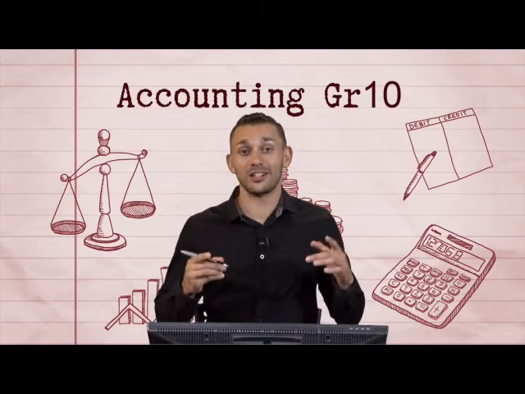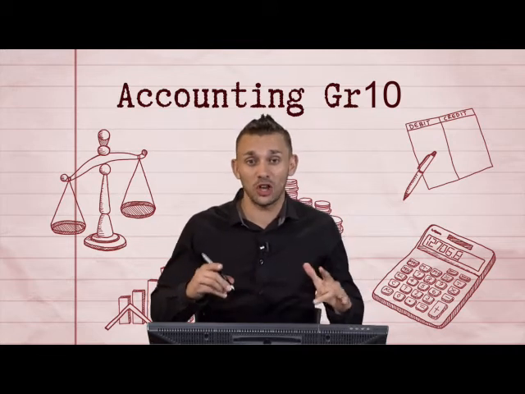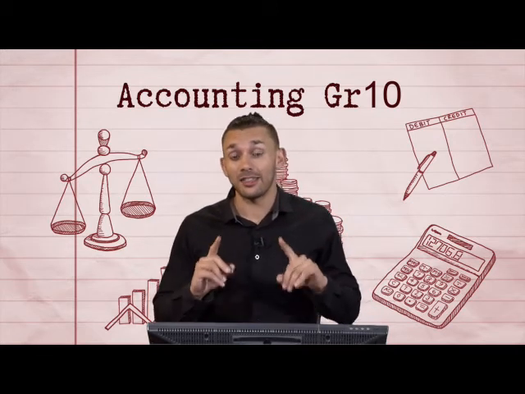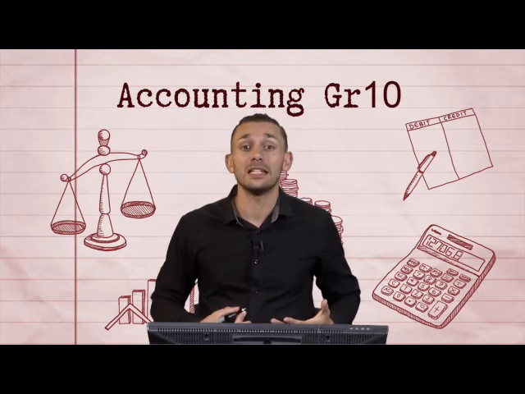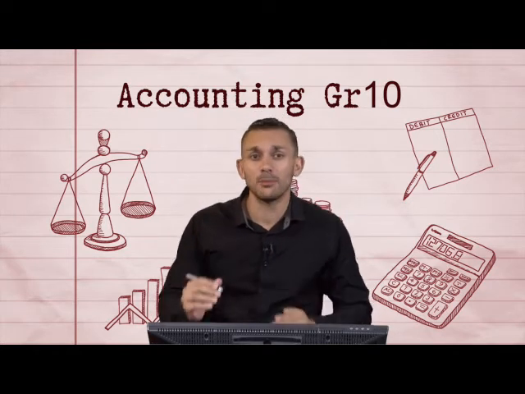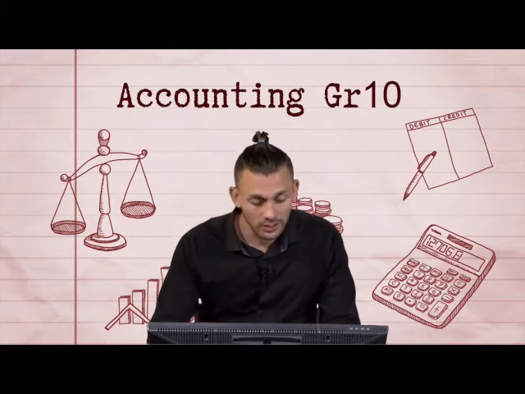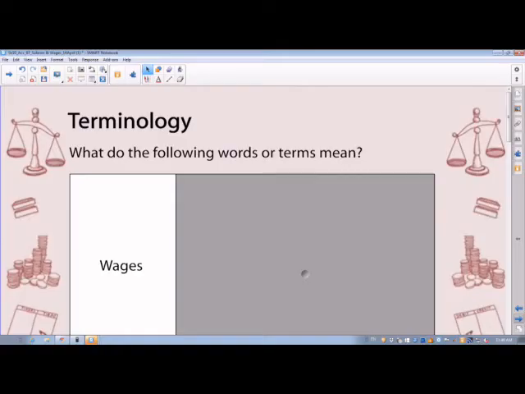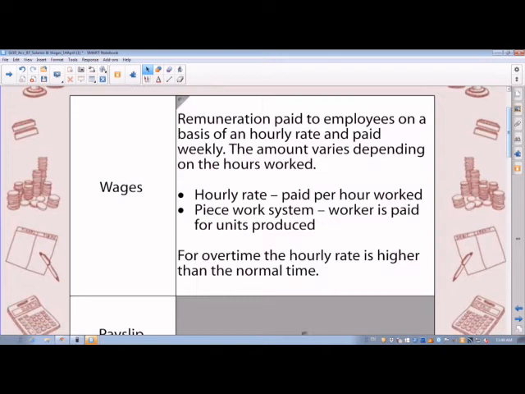Okay guys, let's go and look at all these terms and what they mean. I think you'll be able to answer these a little bit easier because we already looked at the salaries, and now it's very similar to wages. So let's go and look at the very first one. Firstly, wages. Remuneration paid to employees, so it's again a payment to employees on a basis of an hourly rate, and it's normally paid weekly. The amount varies depending on the hours worked.